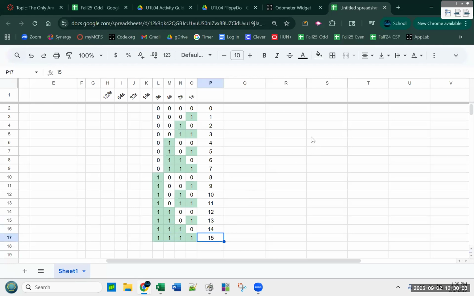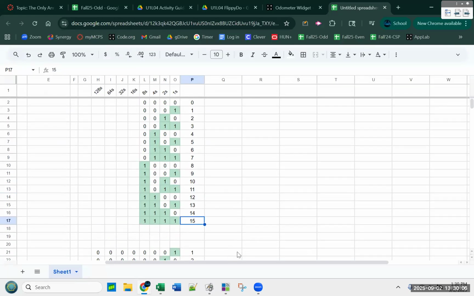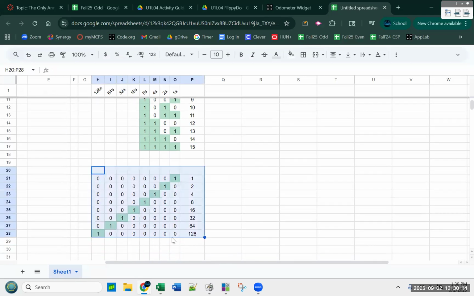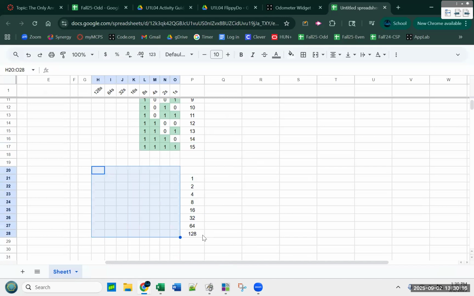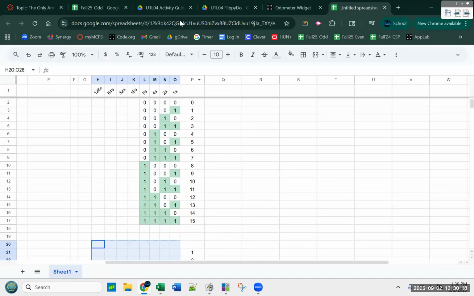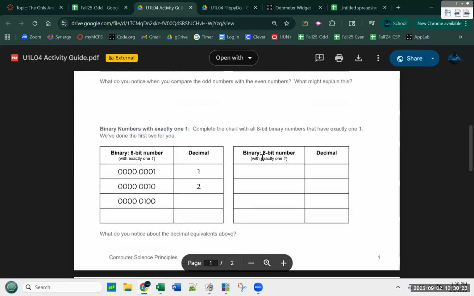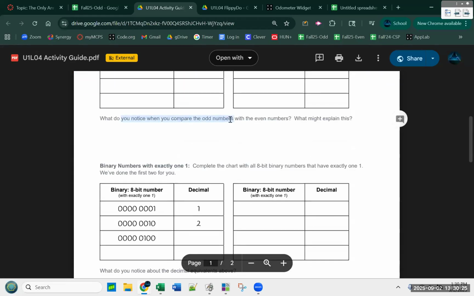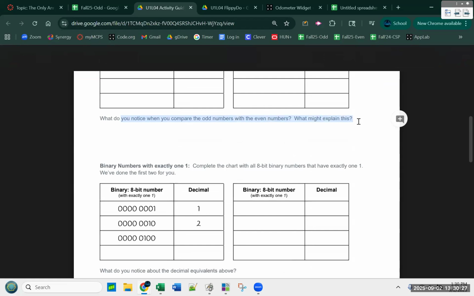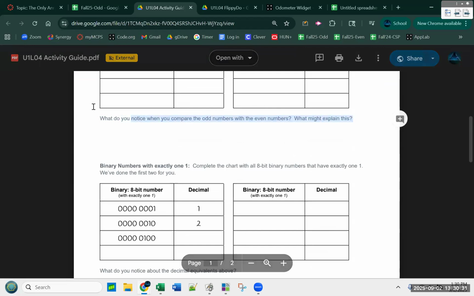Okay, there are your basic, your first 16 decimal numbers. So like that. Your first 16 decimal numbers in 4-bit binary. Thank you. Okay, second part. What do you notice to compare the odd numbers to even numbers? We went over that 2 seconds ago. Okay, or you could just infer based on what you've just done.